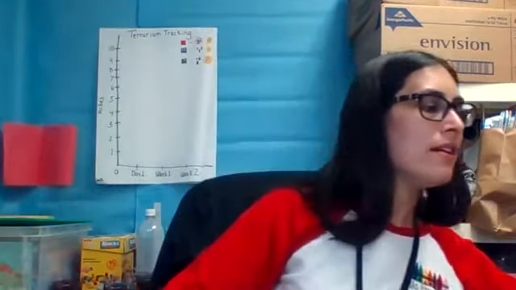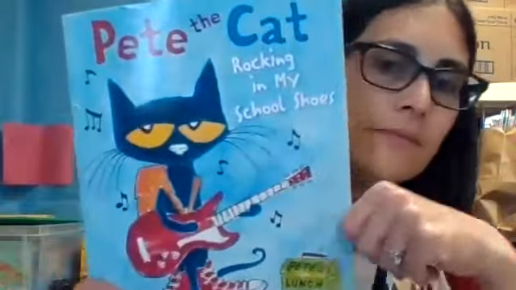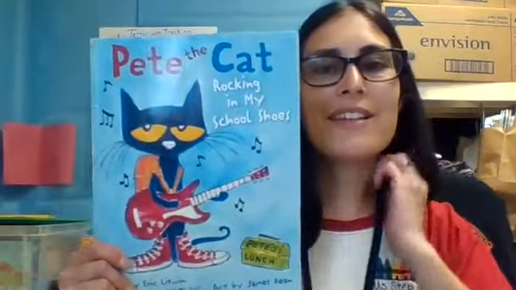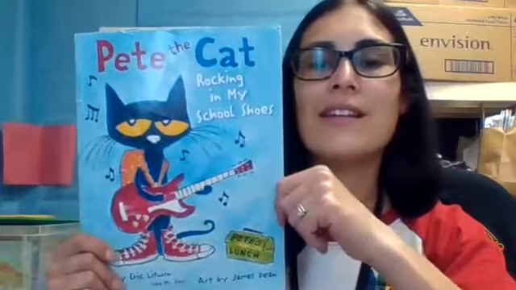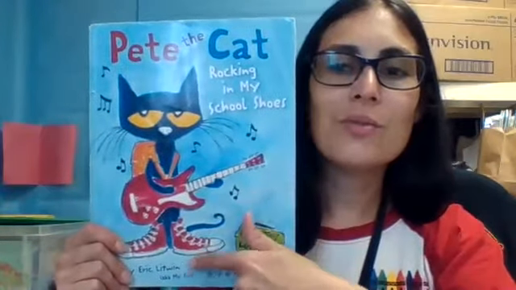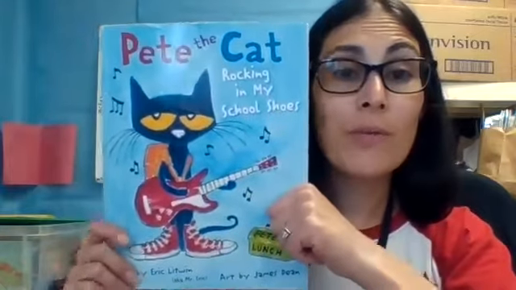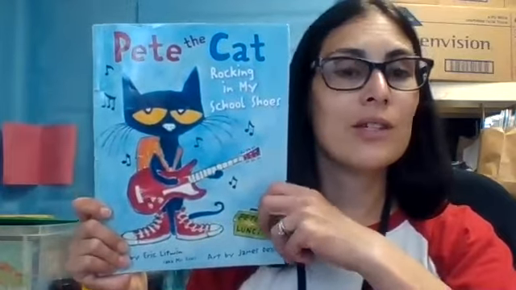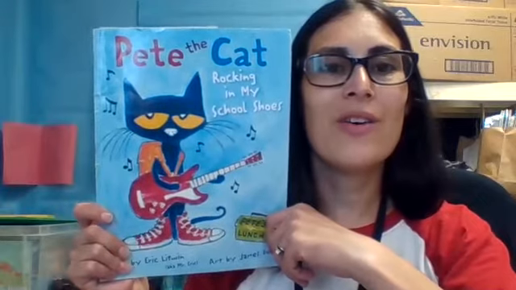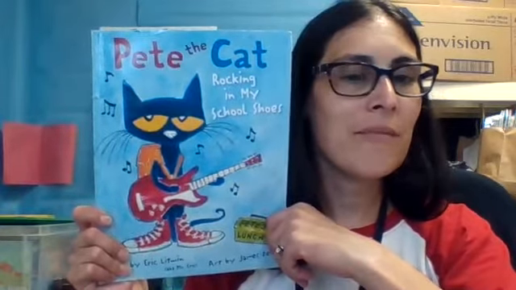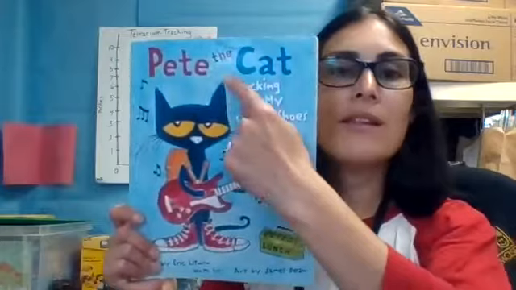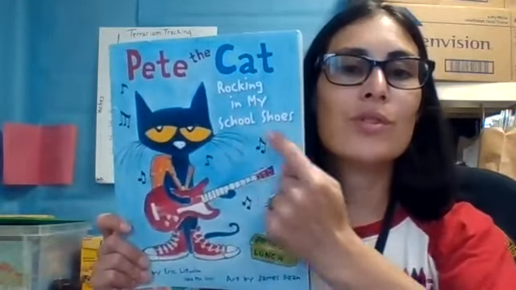All right. Next, I have a story for you. Do you know who this character is? Pete the Cat. Our story is about Pete the Cat. He is rocking in his school shoes. Some of us will move on to a bigger school or even a new school next year. Think about how exciting that's going to be. Maybe you're a little nervous about something new, and that's okay. We're going to read about Pete the Cat rocking in his school shoes.